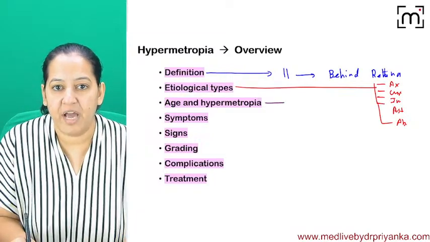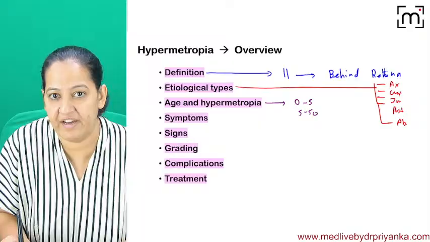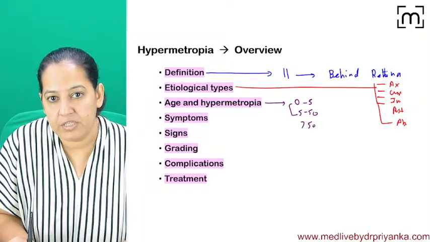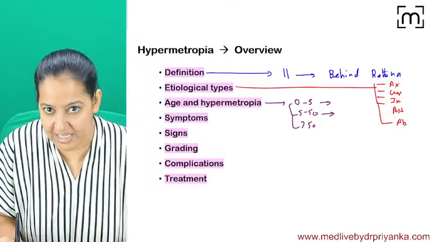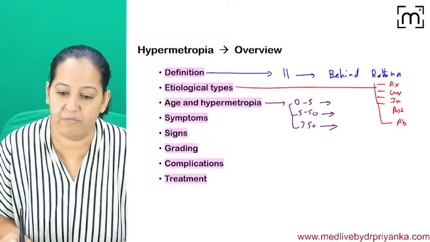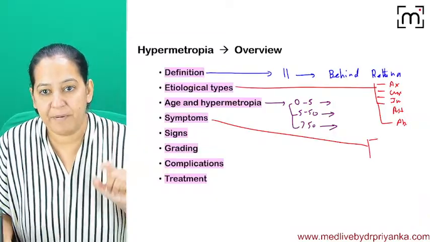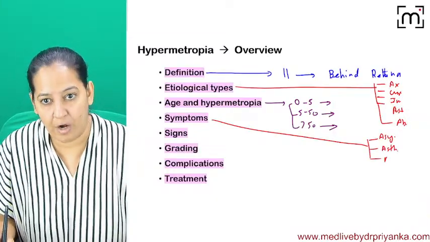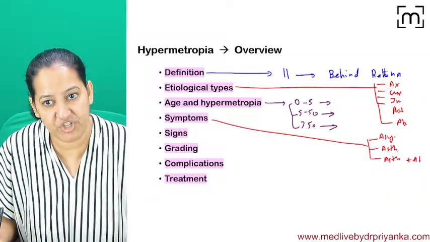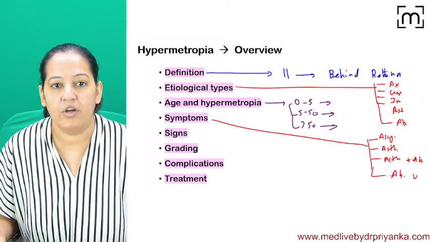Now coming to age and hypermetropia, what about 0 to 5 years? What about 5 to 50 years? And what about 50 years beyond? So a 0 to 5 year person has childhood hypermetropia of 2 to 3 diopter. This is emmetropic, and here again senile hypermetropia of 2 to 3 diopter. What about the symptoms? There are 4 symptoms. Either the patient is asymptomatic, or has only asthenopic symptoms, or along with the asthenopic symptoms there is abnormal vision also, or only abnormal vision. I have explained the 4 possibilities. One of the 4 possibilities.